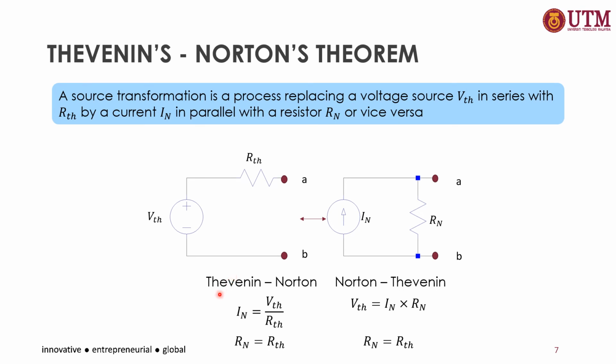To change from Thevenin to Norton, you can use this formula where I Norton is equal to VTH divided by RTH, and R Norton is equal to R Thevenin. Similarly, to change from Norton to Thevenin, V Thevenin is equal to I Norton or I short circuit times R Norton, and R Thevenin is equal to R Norton.